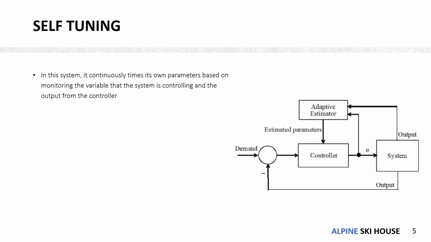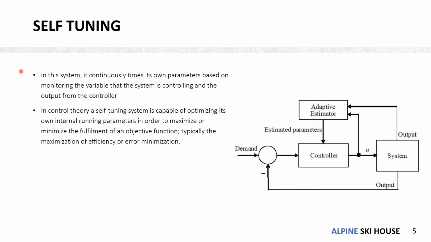The second one is self-tuning. In this system, the system itself continuously tunes its own parameters. That is, it checks the output variable and varies the input parameters to obtain the ideal output. In control theory, a self-tuning system is capable of optimizing its own internal running parameters in order to maximize or minimize the objective function. In industrial engineering, we know about objective functions, which have to be either maximized or minimized to obtain the maximum profit or minimum loss.